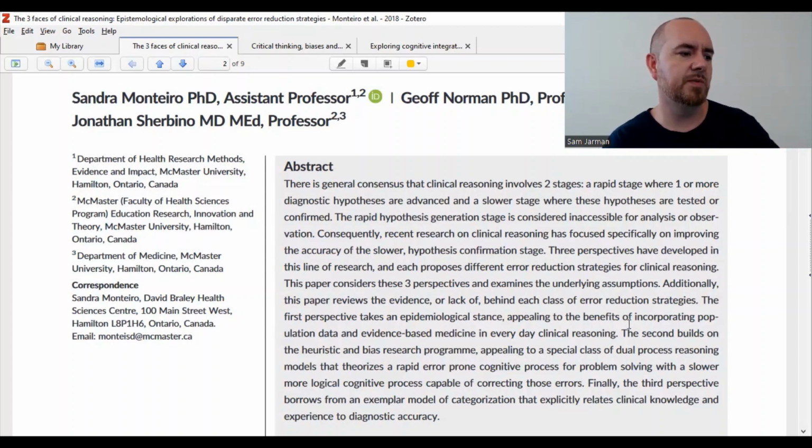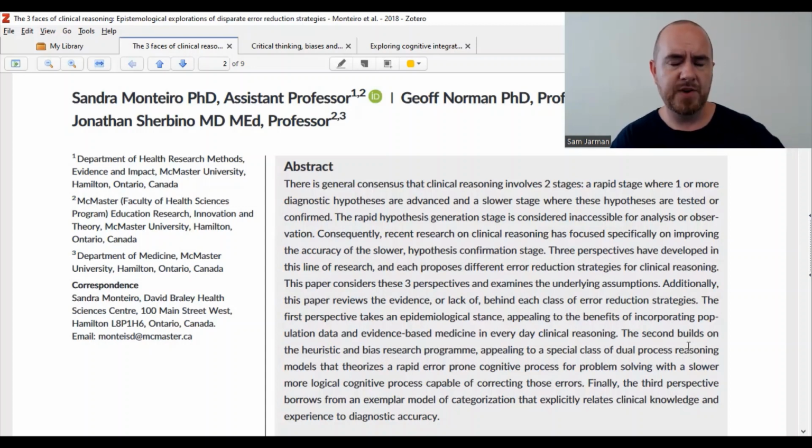Finally, the third perspective borrows from an exemplar model of categorization that explicitly relates clinical knowledge and experience to diagnostic accuracy. That last sentence points to, in part, the result from the first paper that we noted, that increased speed and accuracy relates well to familiarity with the diagnosis, previous experience with the diagnosis, and things of that nature.